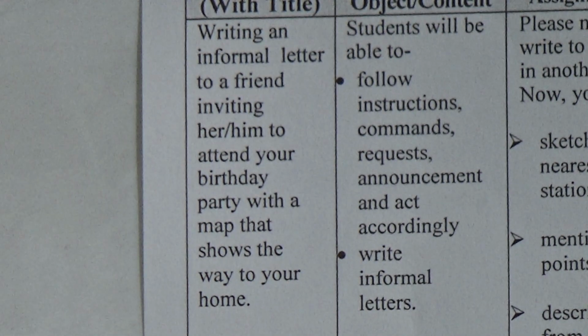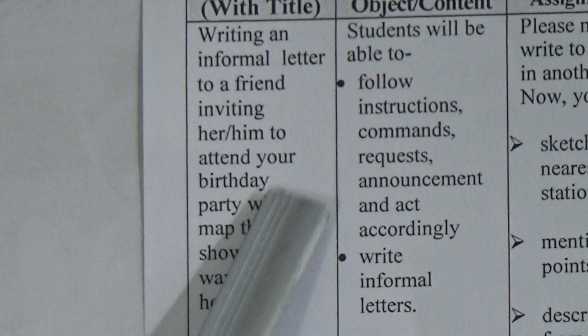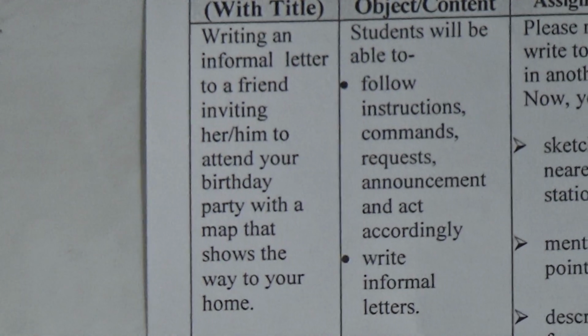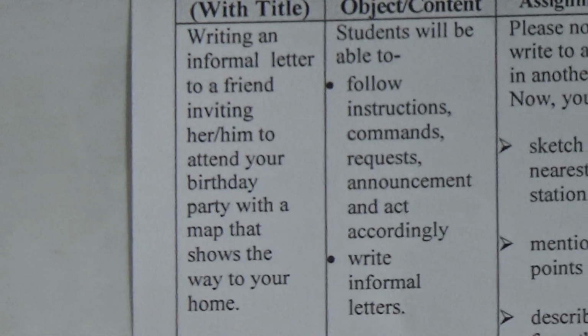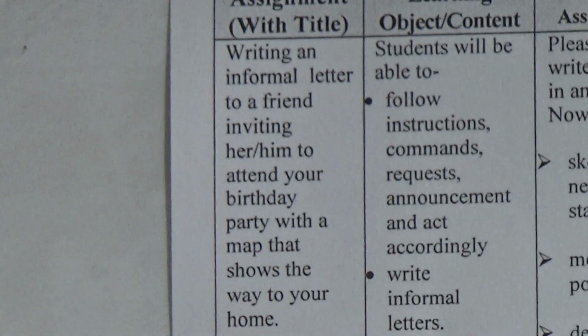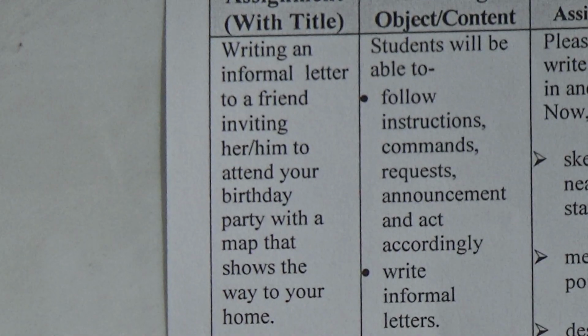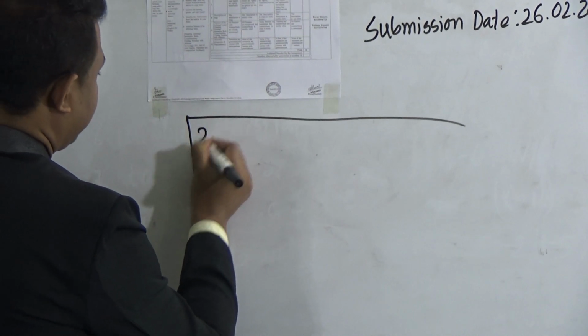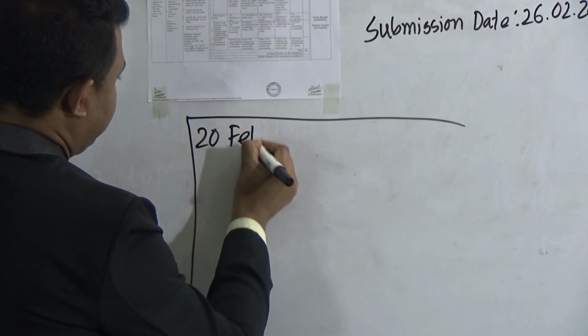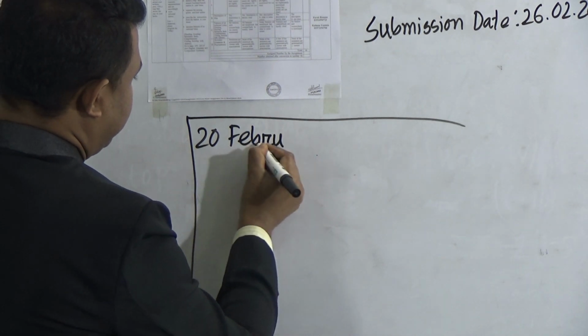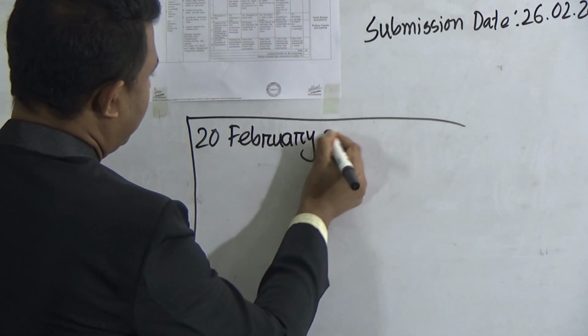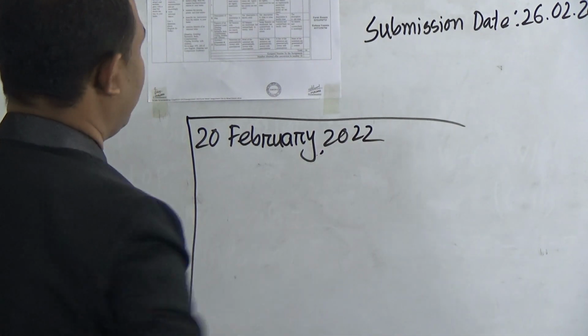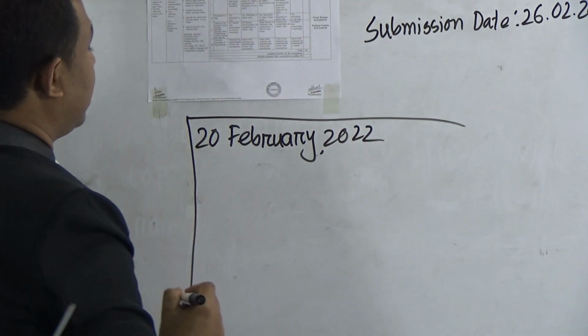Okay, now dear students, we will start writing the letter. Although in this instruction there is no exact information about the sender and the receiver's name, so you may write your name or place whatever you like. So at the time of writing informal letter, first of all we need to write date. So today is 20 February 2022.